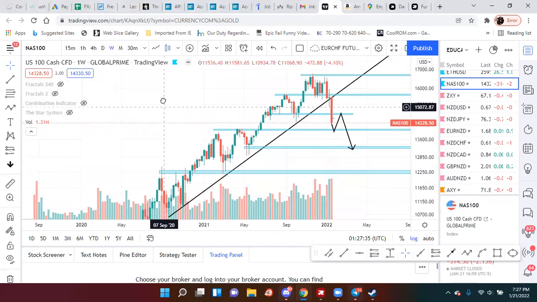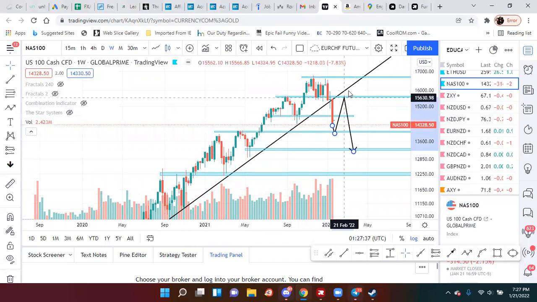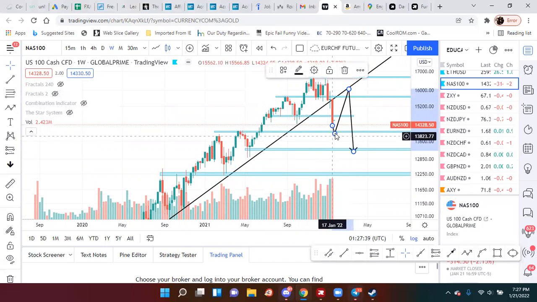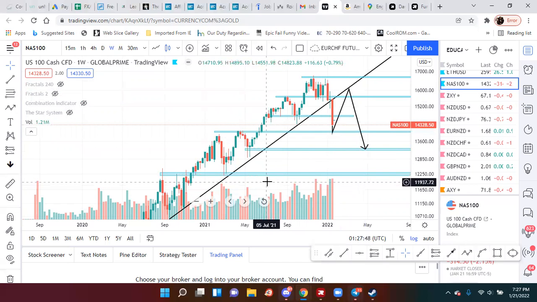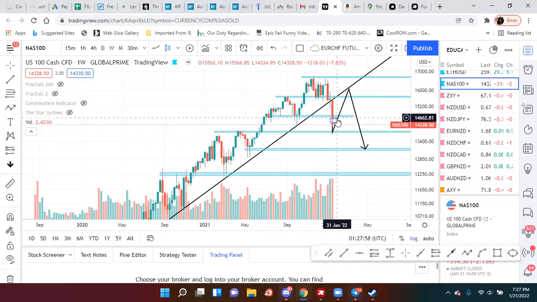It broke this trend line. Maybe it needs to come back and retest the trend line first. Usually that's what happens. Come back, test the trend line, and if it doesn't make it, then we have lower lows happening. But we will see. I don't know. It might just continue. It might come back up anyway.